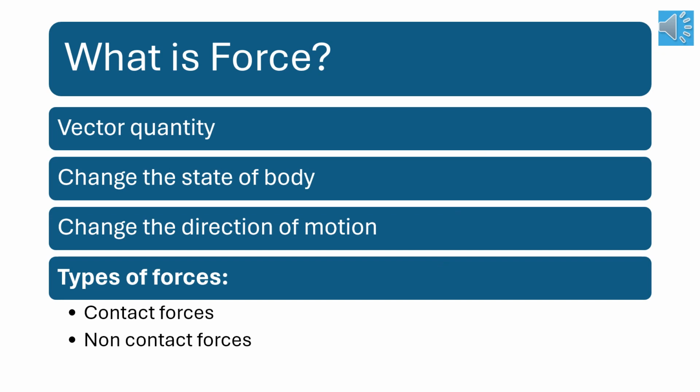So what is force? Force is a vector quantity, and it can change the state of a body. What is the state of a body? When an object is at rest, that is its state. When our object is moving, that is its state. So if we want to change that state, either of rest or motion, we need a force. That force can cause the change in the state of the body, or can cause the change in the direction of the motion of that body.